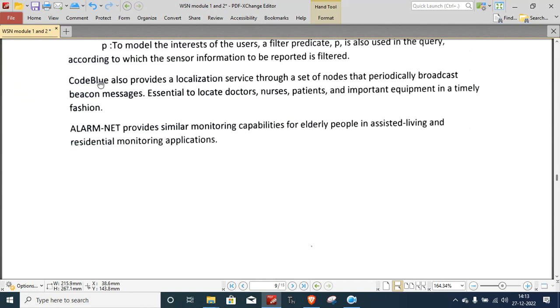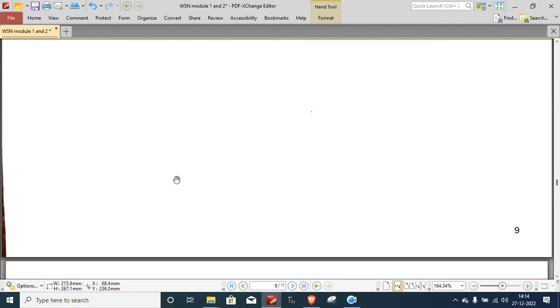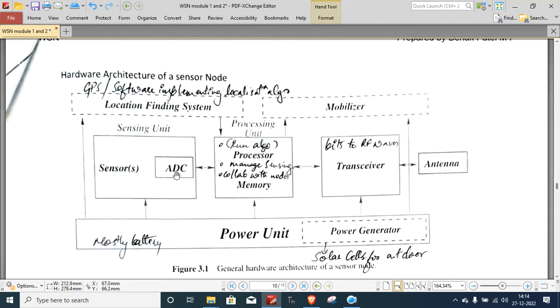In a similar way to that of Code Blue, we have this AlarmNet that provides similar monitoring capabilities for elderly people. And in our next tutorial, let's go through hardware architecture of a sensor node.